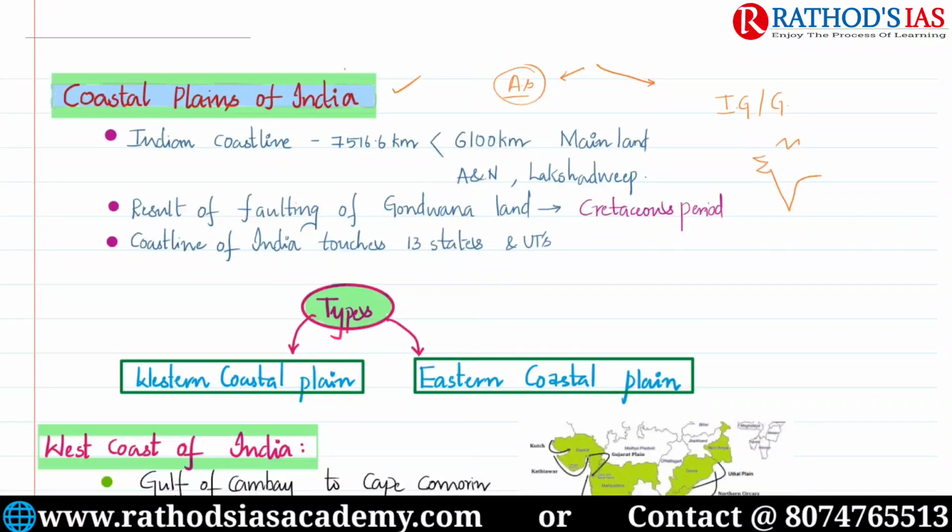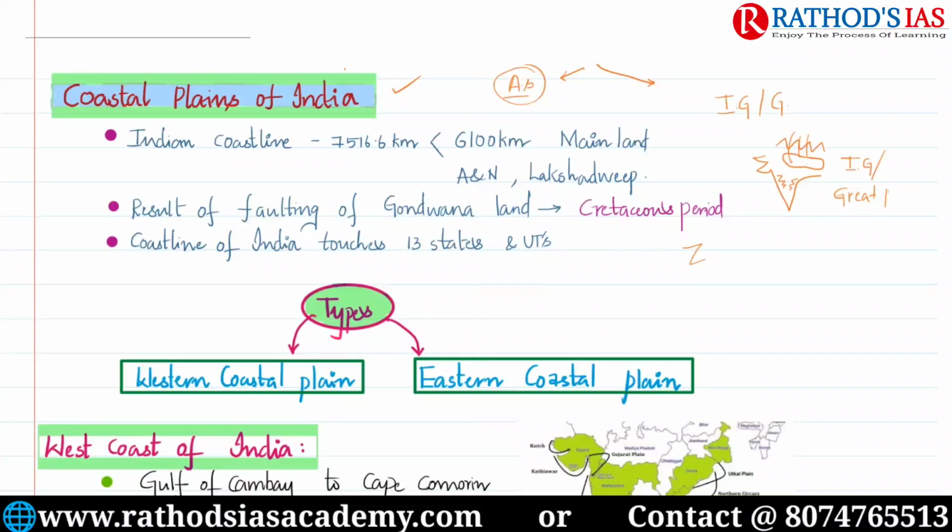Here we have the Himalayas. From these Himalayas, the Himalayan rivers flow, and because of the sediments brought by these Himalayan rivers they form the Indo-Gangetic plains, and these Indo-Gangetic plains are also called the Great Plains of India. So this is the location of the Indo-Gangetic plains, and here we have the Western Ghats and here we have the Eastern Ghats.